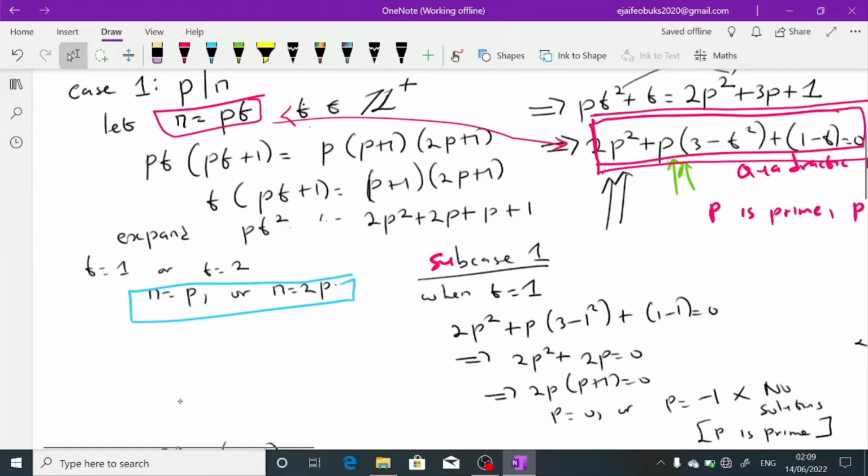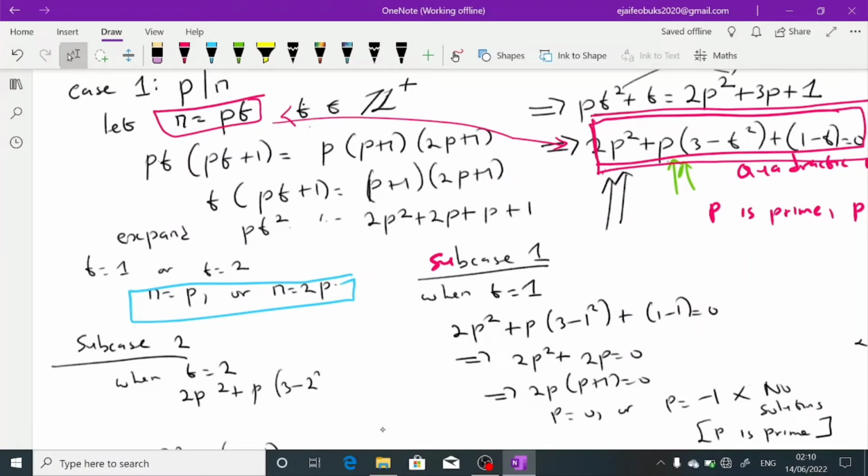Or we could also have our subcase 2. When t is 2, we'll have 2p squared. I'm coming back to this equation in pink now. Plus p into 3 minus 2 squared plus 1 minus 2 equals 0. And I have something like 2p squared minus p minus 1 equals 0.